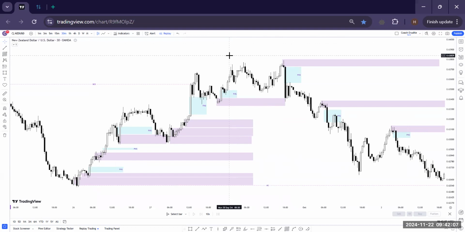Before you mark all these order blocks, before you mark your fair value gap, will you first mark your order block before you mark the fair value gap? Is it that you have to mark your order block before you now mark your fair value gap?